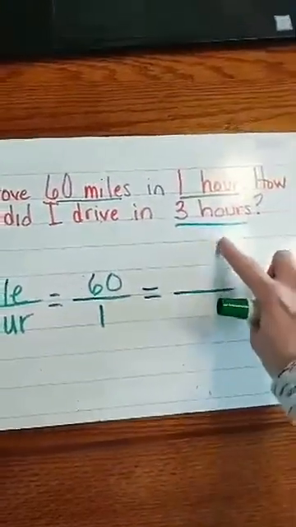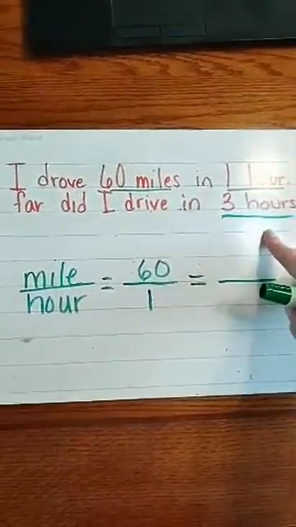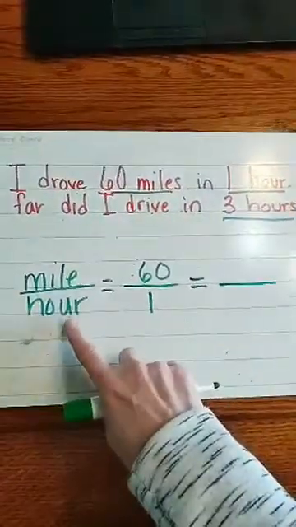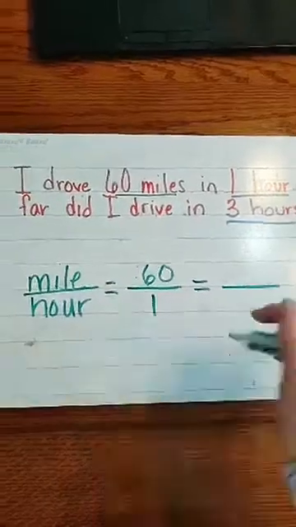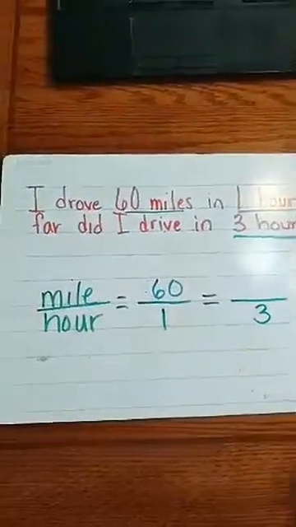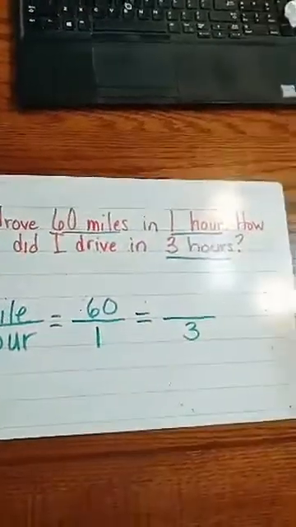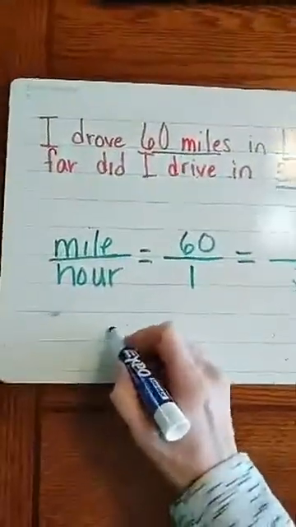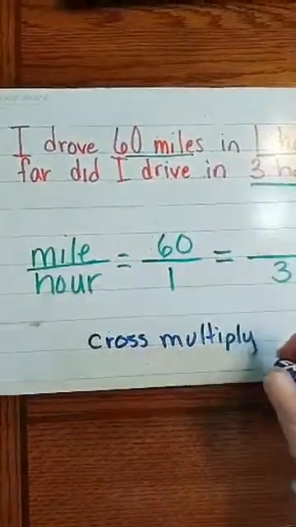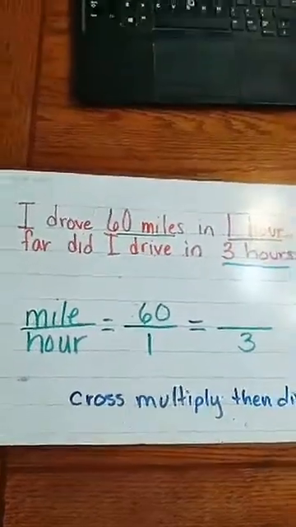We have one more thing here that we didn't use: 3 hours. So we need to decide, where's that 3 going to go? Is it going to go up here with our 60 and our miles, or down here with hour and 1? You're right, it's going to go down here with hour, because it's hours. Now, how do we solve this? We use a little thing that we call cross multiply, then divide.